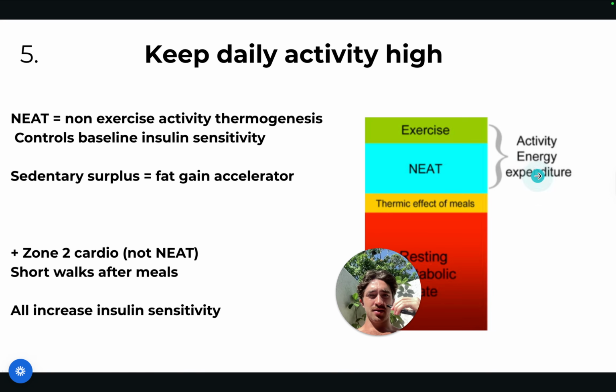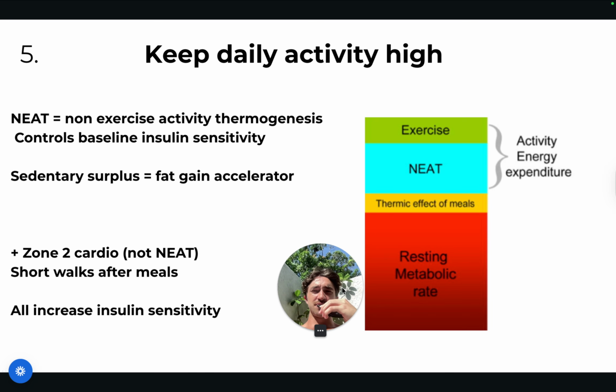Very simple. Number 5 is keep daily activity high. So NEAT, if you don't know, is non-exercise activity thermogenesis. This is the energy that you burn that's not from specific workouts. It's the things you do throughout your day, like walking around and even breathing, the most basic things that burn calories. This does control your insulin sensitivity, which was number 1.